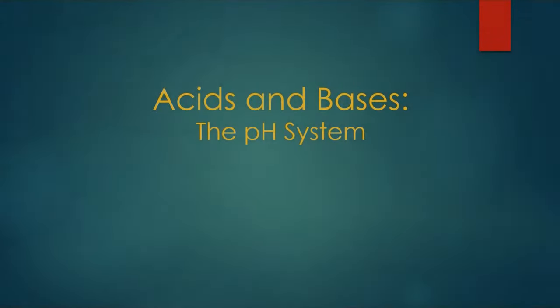Last time we finished talking about the Arrhenius definition of acids and bases, and we talked a bit about strong acids and strong bases and weak acids and weak bases. We also need some way of indicating how concentrated a solution is. You can have a strong acid but have very little of it, and the solution will not be very acidic, and same thing with bases. So the pH system is something that's used for people to measure how strongly acidic or strongly basic a particular solution is.